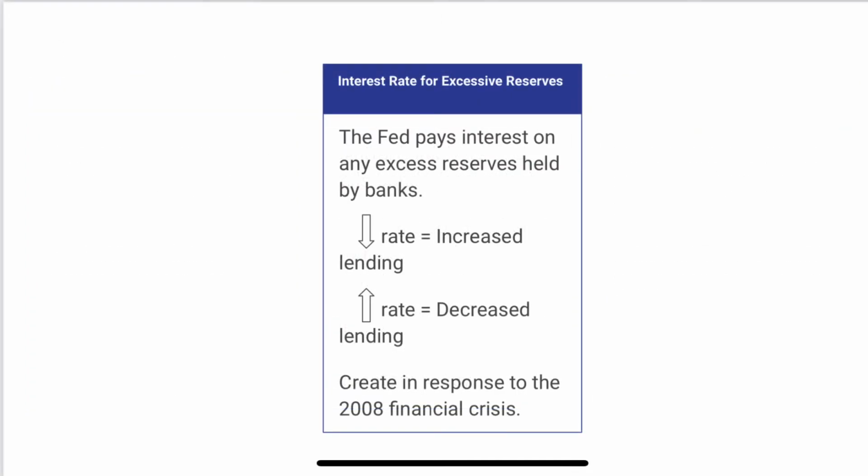There's a stigma of bank failure attached to getting a discount window. And then finally, there is interest rates for excessive reserves, and that is when the Fed pays interest on any excess reserves held by banks. So a decreased rate means increased lending, and an increased rate means the opposite, decreased lending. And that was created in response to the 2008 financial crisis.